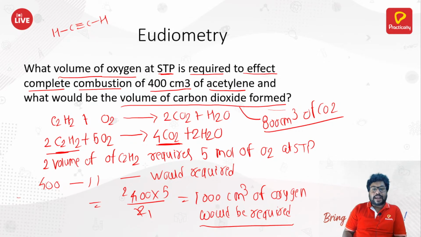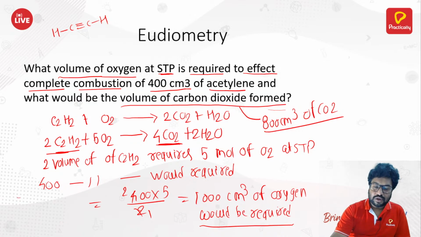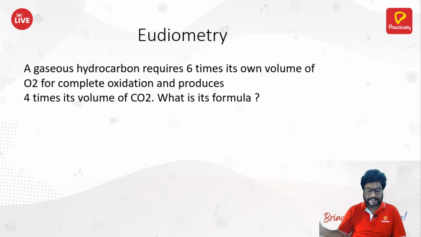So basically you get 800 centimeter cube of CO2 here, because the ratio of amount of acetylene taken and amount of CO2 formed is 1:2. So if 2 moles of acetylene is giving you 4 moles of CO2, obviously 400 centimeter cube of acetylene will give you 800 centimeter cube of CO2, okay, and so on. So, moving ahead, next.